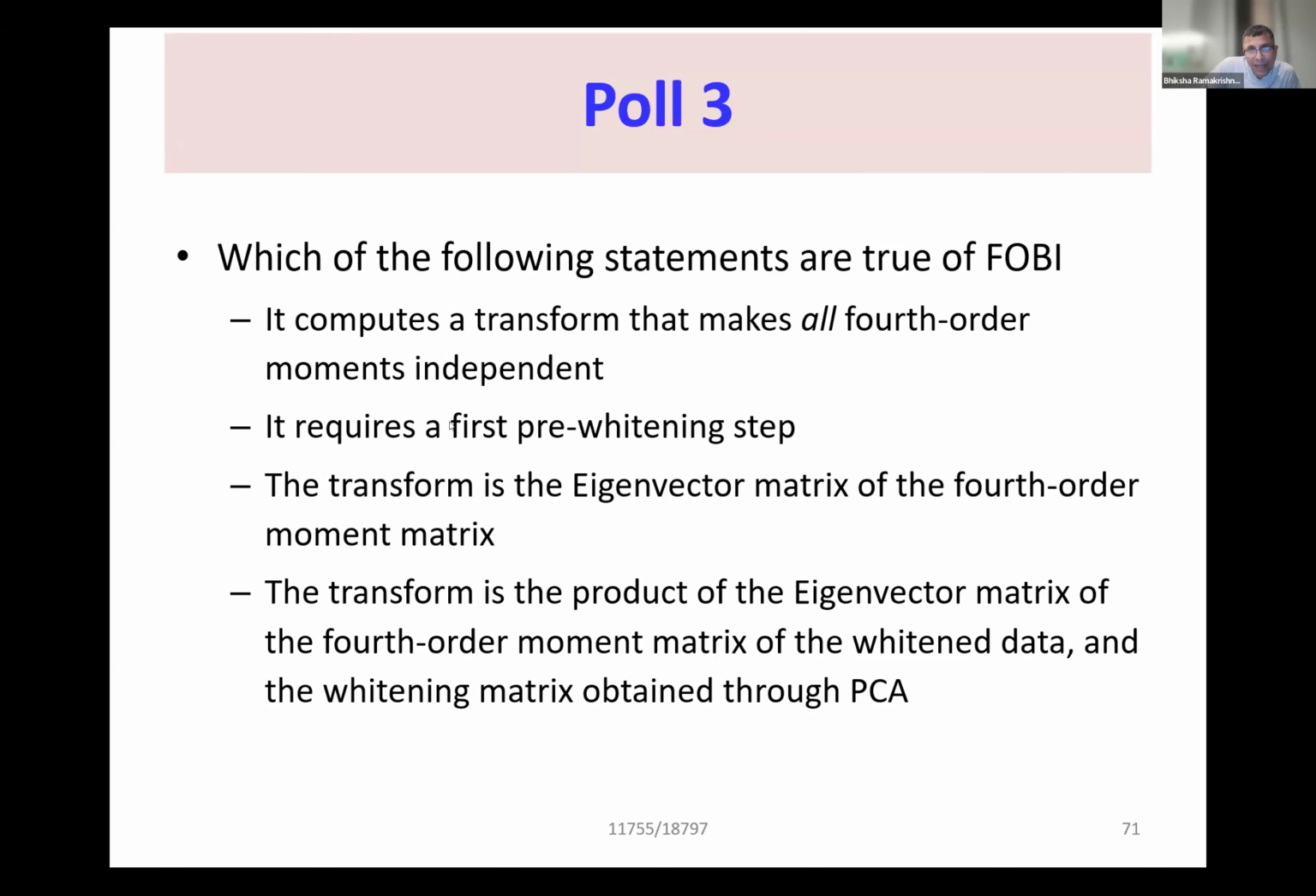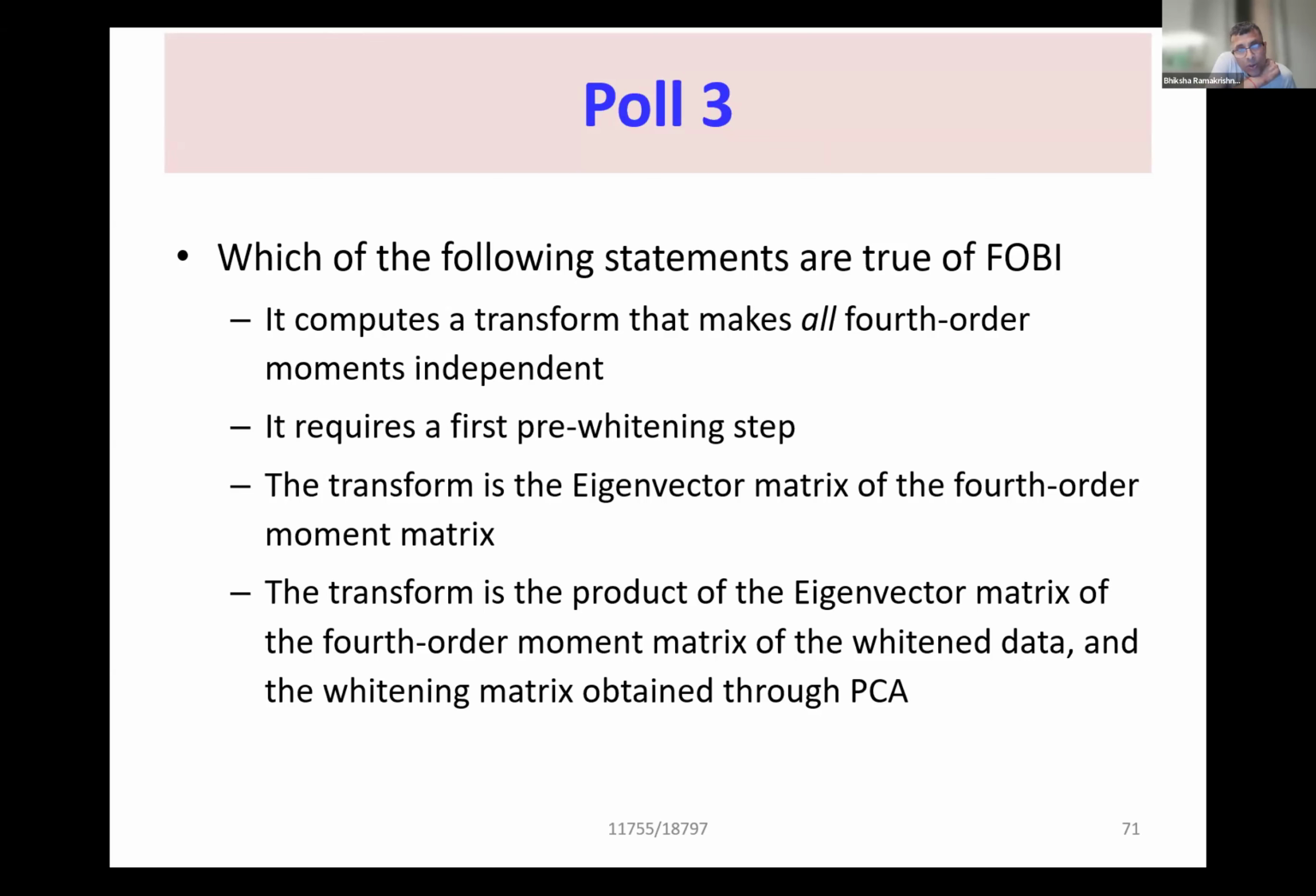What's going on? Something is off. Shoot. I'm not able to pull up the third poll. So maybe we can just answer this question.